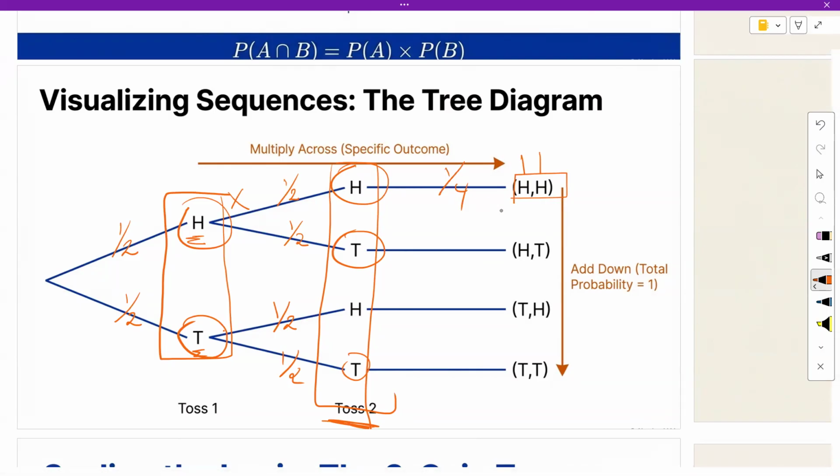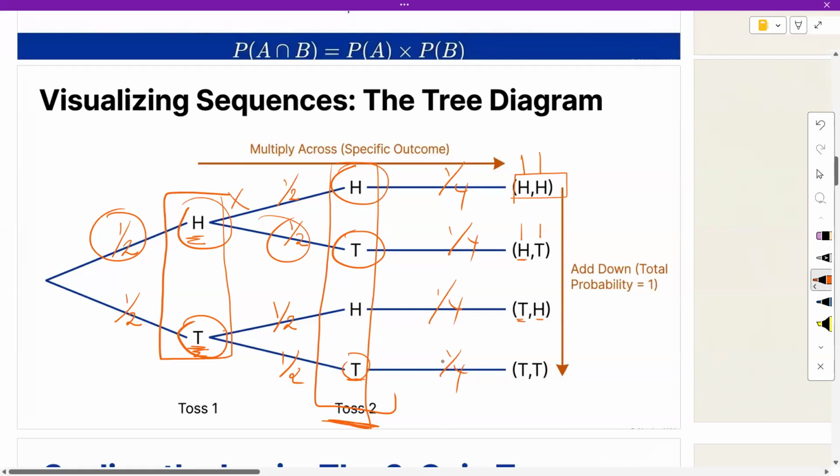And the probability that in the first trial we get head and in the second trial we get tail? What's the probability? 1 over 2 into 1 over 2, we get 1 over 4. Likewise, in the first toss we got tail and in the second toss we get head, also 1 over 4. And first toss tail and second toss tail, probability 1 over 4.